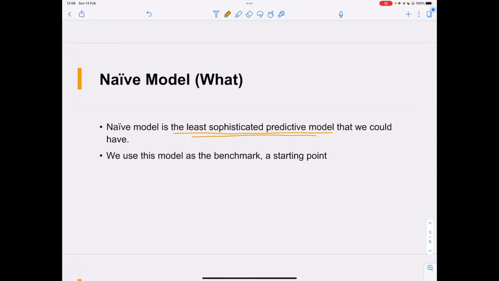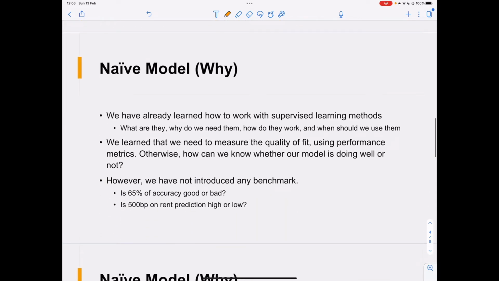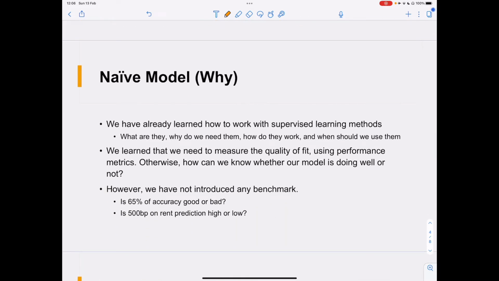We use this model as the benchmark, a starting point. So this is more related to the why, to the reason behind having such a simple model, because we want to use it as a benchmark. So let's talk about the why, the rationale behind it.